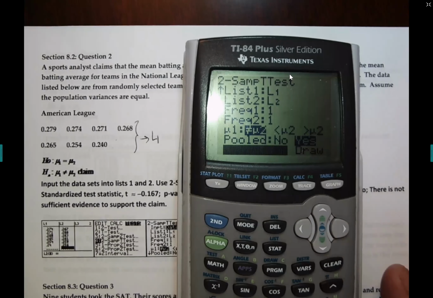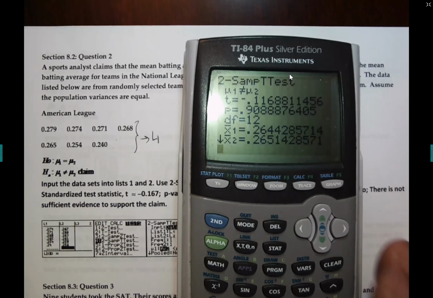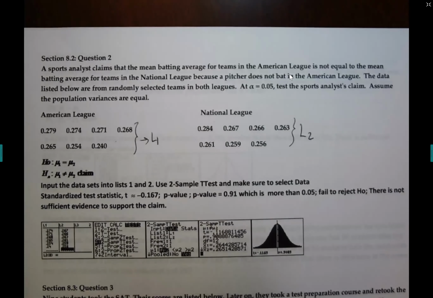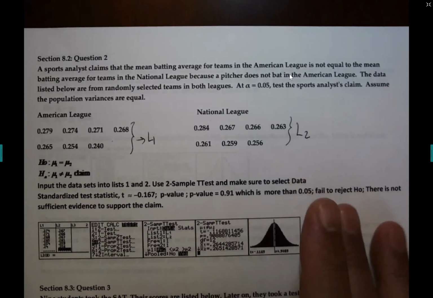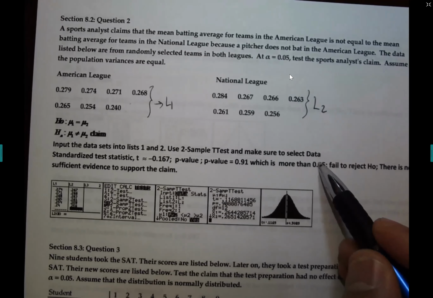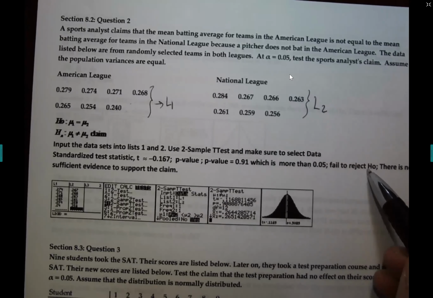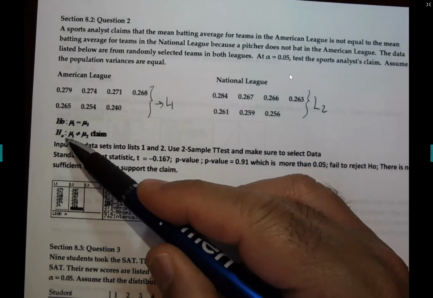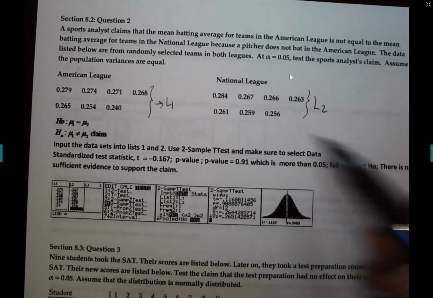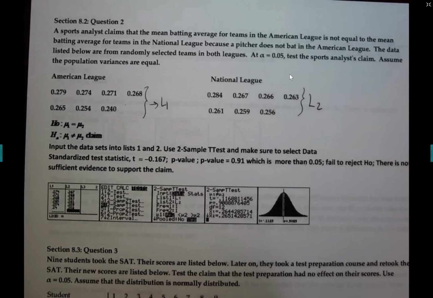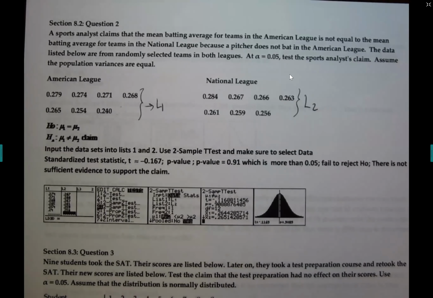And then hit Calculate. And I got t equals negative 0.11, and the p-value is 0.988, which is huge, guys. This is the p-value, which is more than alpha. So we fail to reject the null hypothesis. If you cannot reject the null hypothesis and the claim is in HA, you cannot support the claim. So you say there is not sufficient evidence to support the claim. And these are the screenshots here.